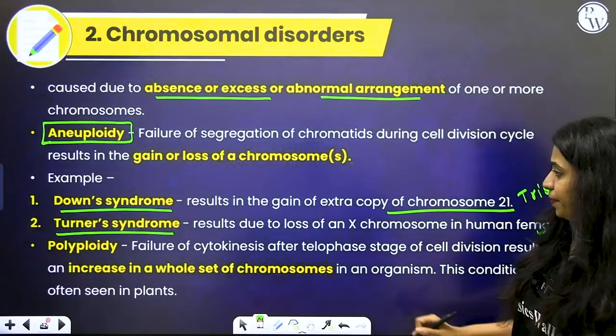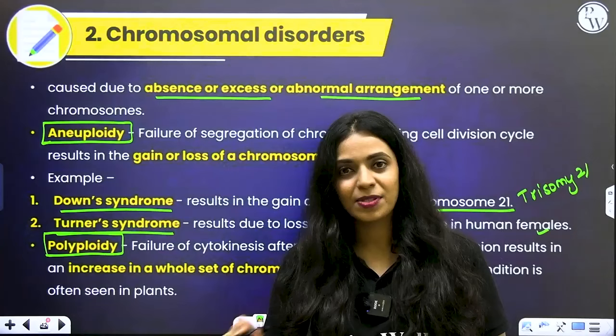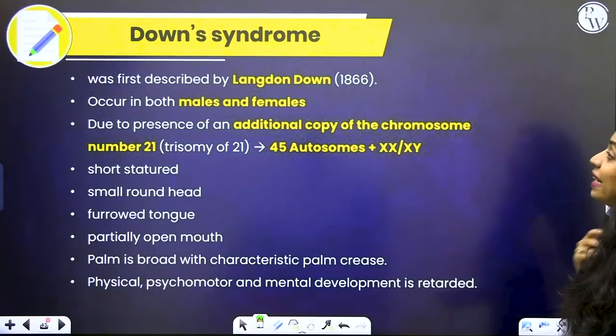Okay, what is polyploidy? Polyploidy is having more than two sets of chromosomes. Normally we are diploid. If after karyokinesis, cytokinesis does not take place, then the same cell will have more sets of chromosomes. Then it will become polyploid. We usually don't see this in animals. You can observe this in plants. Okay, we have to discuss three disorders: Down syndrome, Klinefelter syndrome and Turner syndrome.